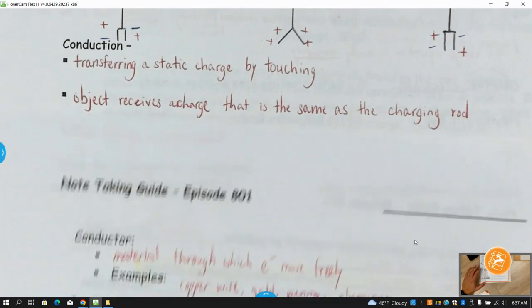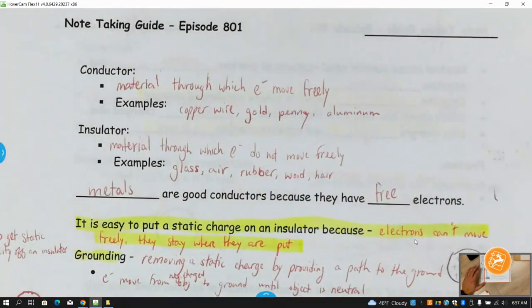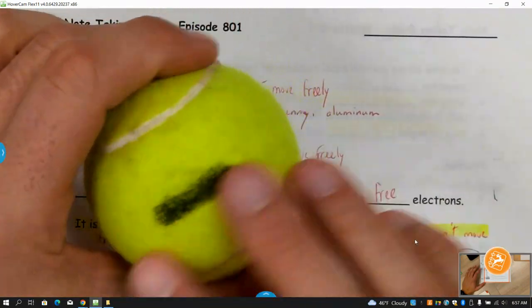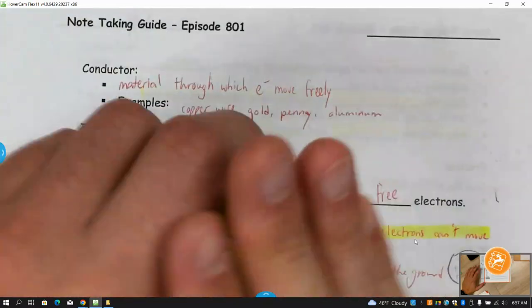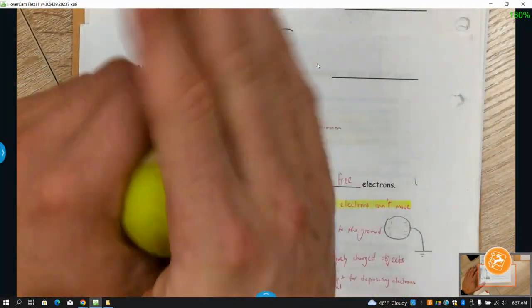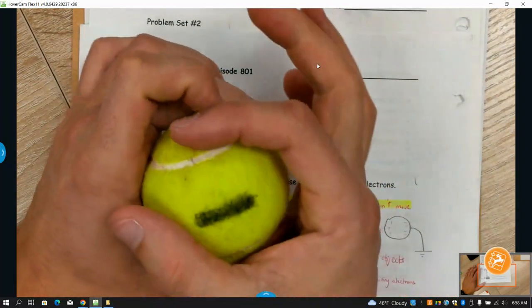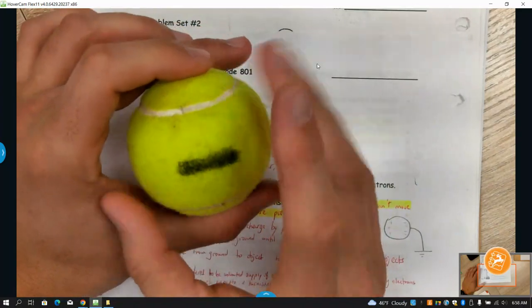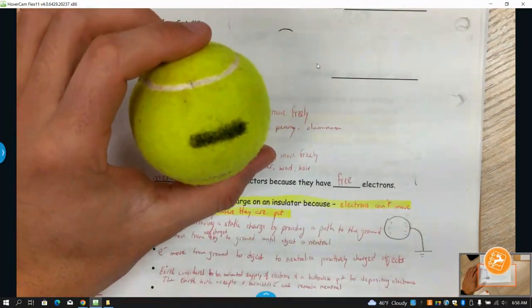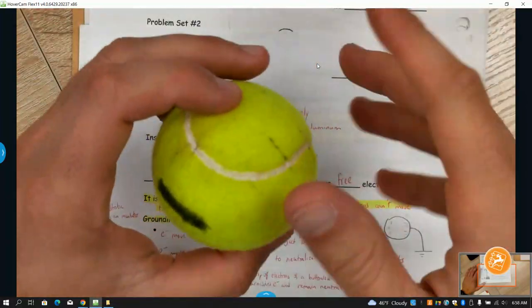In a conductive material, electrons are allowed to move around the whole thing. Let's say this is an insulative material where electrons don't really move freely. If we give this a static charge by, let's say, friction, a lot of the charge is going to stay in this area over here, this little spot. But if this was a metal sphere, the electrons could move around the entire thing. They would spread out evenly across the entire thing.